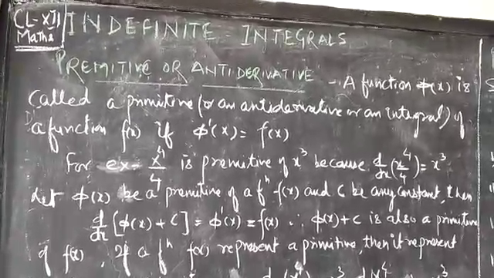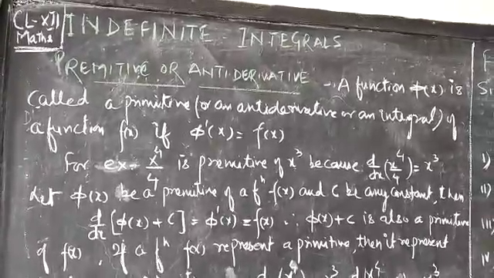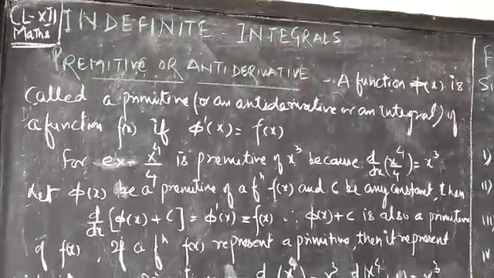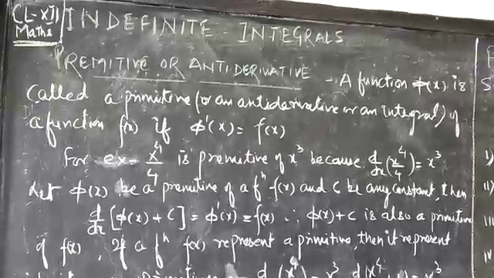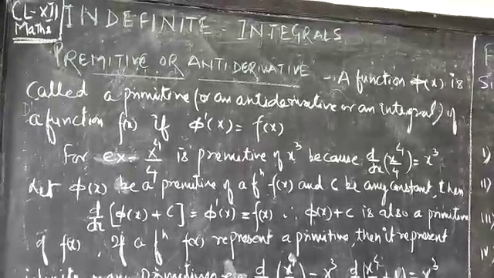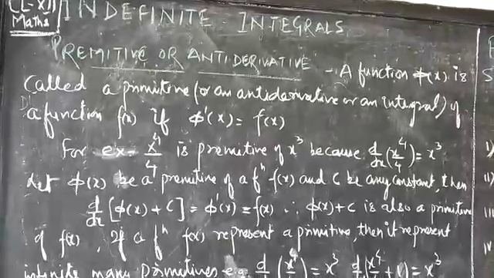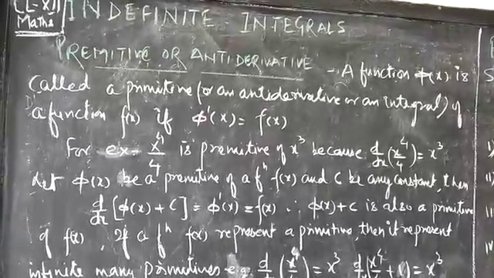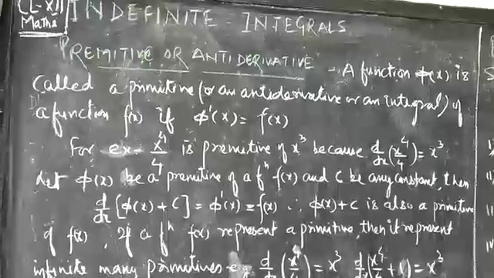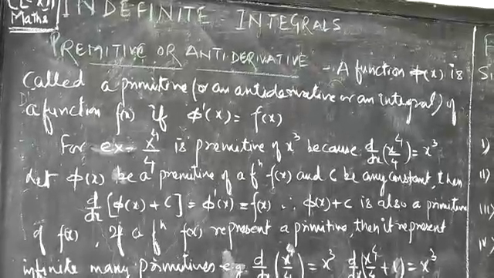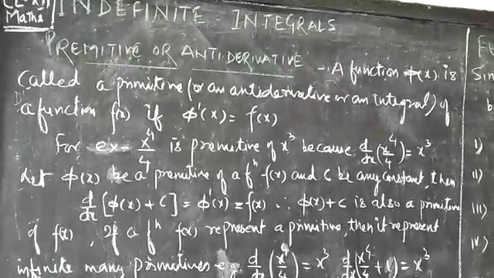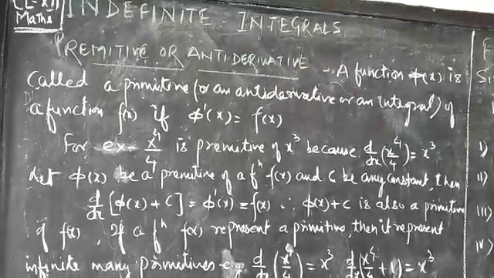A function phi x is called a primitive or an antiderivative or an integral of a function f x if phi dash x is equal to f x. For example, x to the power 4 upon 4 is a primitive of x cube because when we differentiate x to the power 4 upon 4, the value will come x to the power 3.